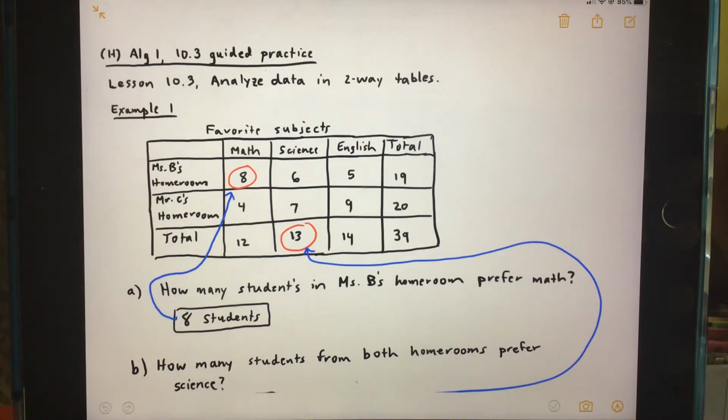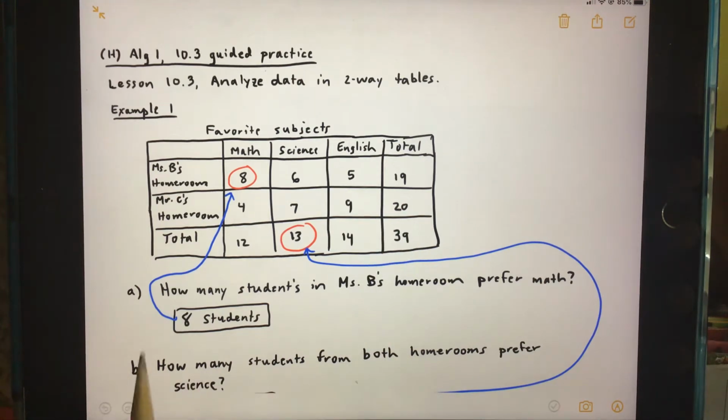The first thing we're going to do is look at example 1. This is a two-way table demonstrating two different homeroom classrooms and students' favorite subjects in those homeroom classrooms. We have Miss B's class and Mr. C's class, and each student responded in those classes to what their favorite subject was. Taking a look at the overall picture of this two-way table, we're going to notice there's a total of 39 students that were asked that question. Down here in the right-hand corner, we have a total of 39 students.